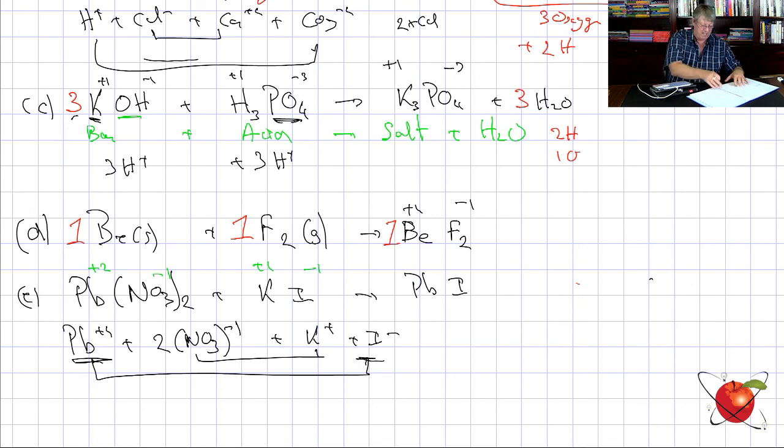I'm not sure if I gave that in the original. Okay, let's have a look. Lead iodide and potassium nitrate, I did. So lead iodide, we've got to balance this. Remember the interim step here. Lead is +2, iodine -1. So how many iodines must I have?